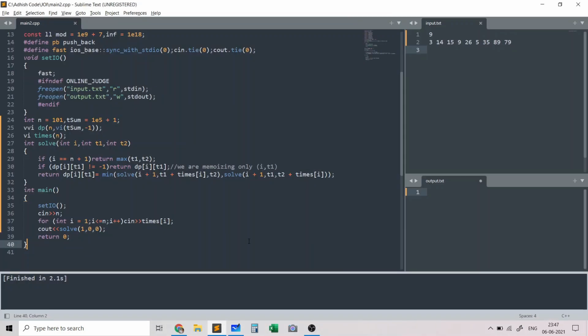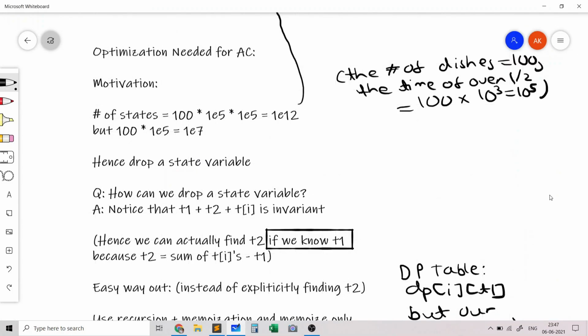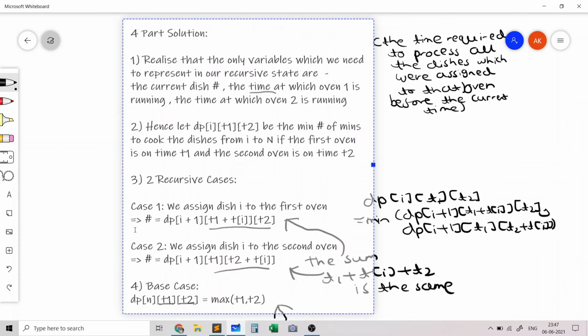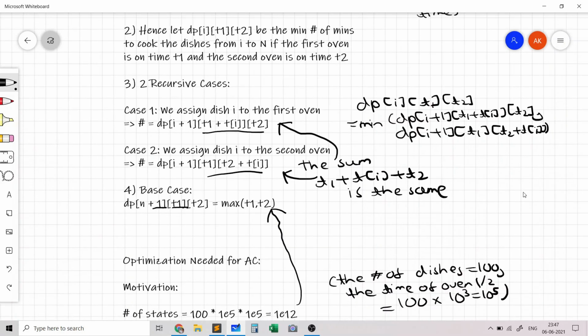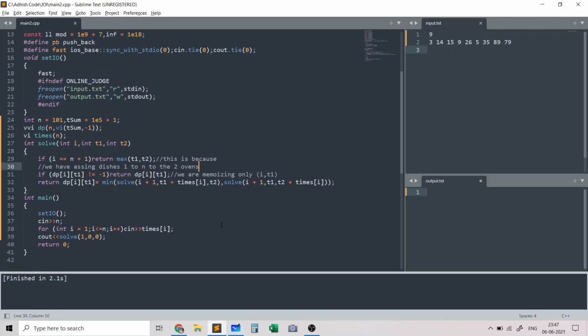So there's a small mistake which I made in my code, which is basically if I is n plus 1, then we return the max of T1 and T2. And this is because we have assigned dishes 1 to n to the two ovens. And please note this change over here also. The base case would actually be dp of n plus 1 of T1 of T2 is equal to maximum of T1 of T2, and this is because we have basically processed the dishes 1 to n.